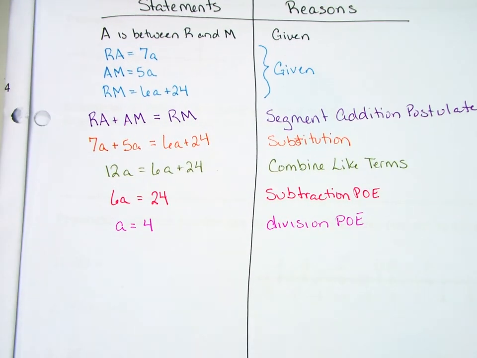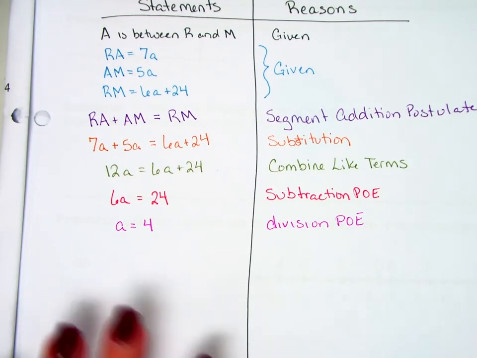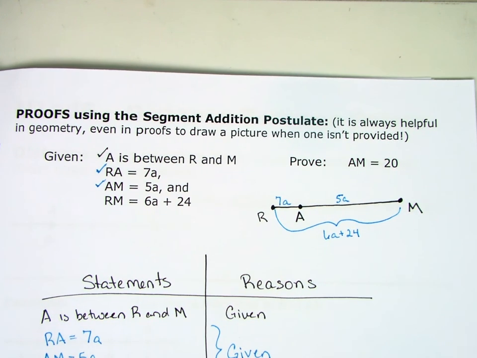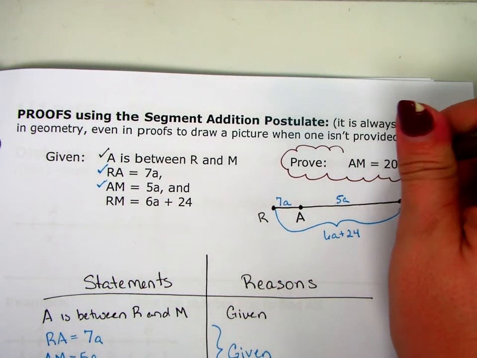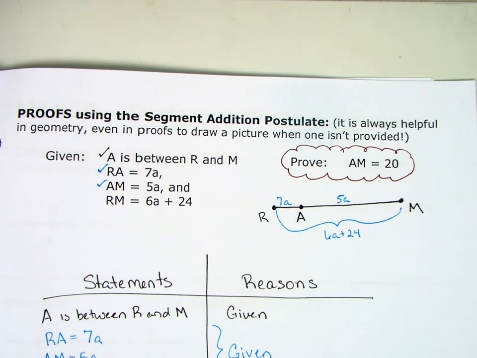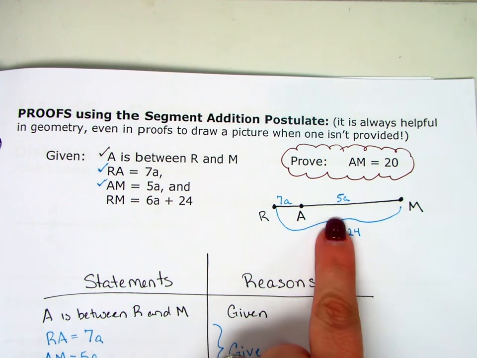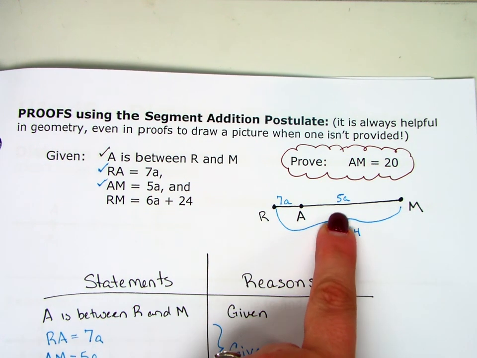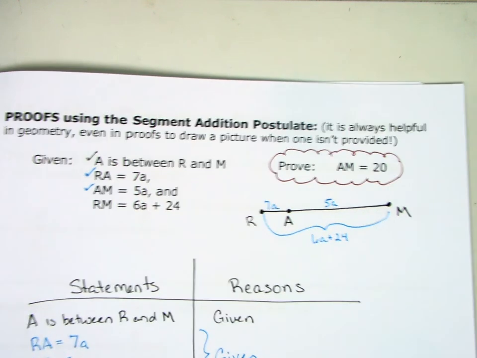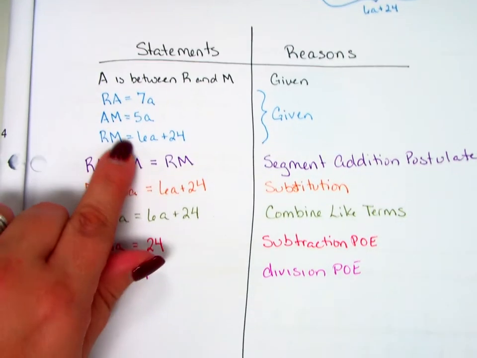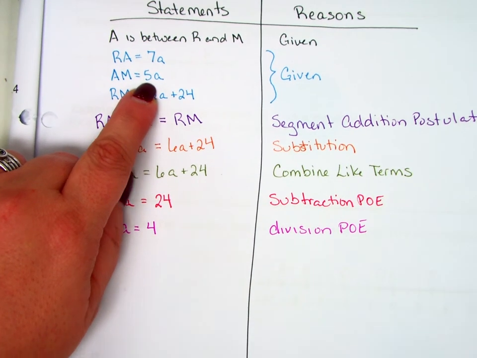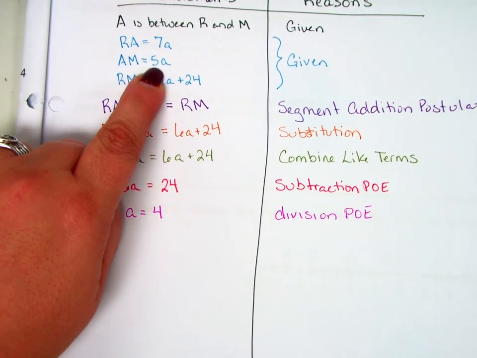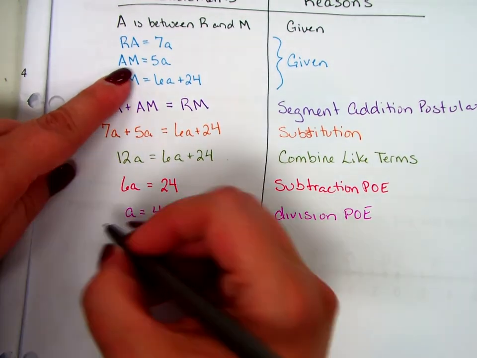Okay? And I'm done, right? Why am I not done? I'm trying to prove that AM equals 20. What do I do to prove that AM equals 20? I need to do substitution. I already have in my proof that AM equals 5A. I don't have to rewrite it. Once it's there for everybody to see, you don't have to rewrite it.